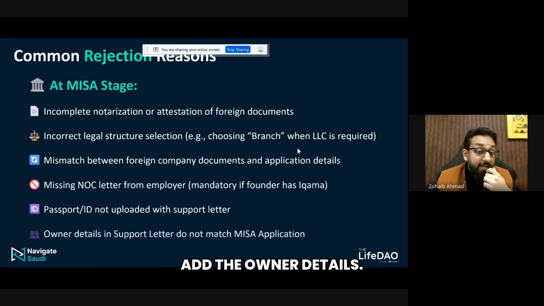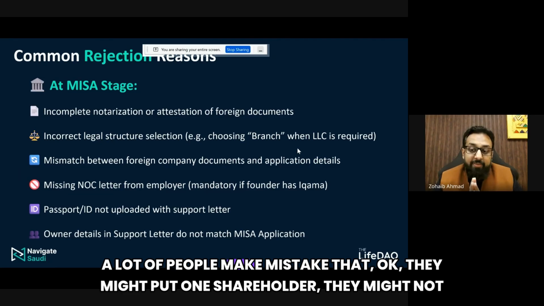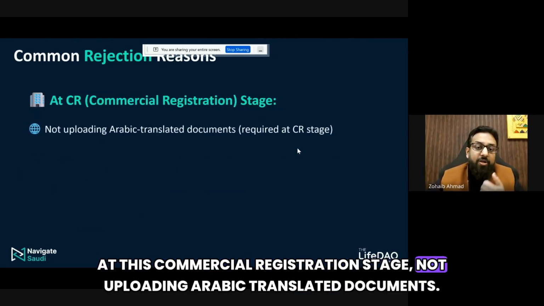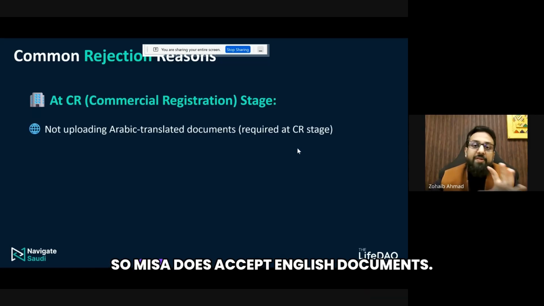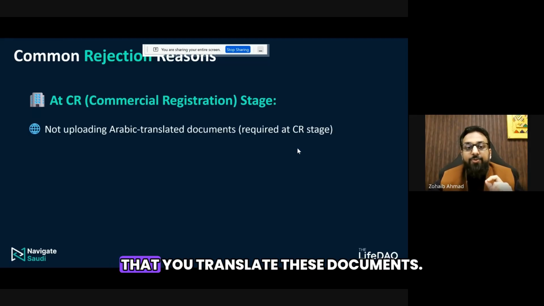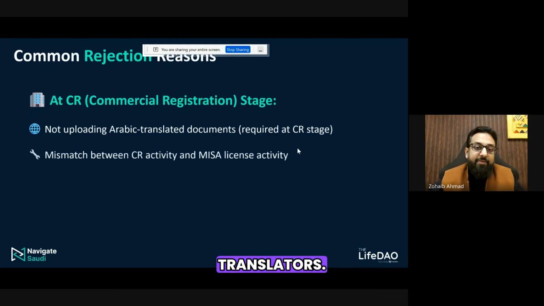Now, the owner details. Okay, so for the entrepreneurship license, the right owner's details need to be mentioned. A lot of people make the mistake that they might put one shareholder, and they might not put the other partner. This gets very complicated later on to change. At the commercial registration stage, not uploading Arabic translated documents. MISA does accept English documents, but when it comes to applying for your commercial registration, it is mandatory that you translate these documents, and they need to be translated in Saudi Arabia through one of the approved translators.